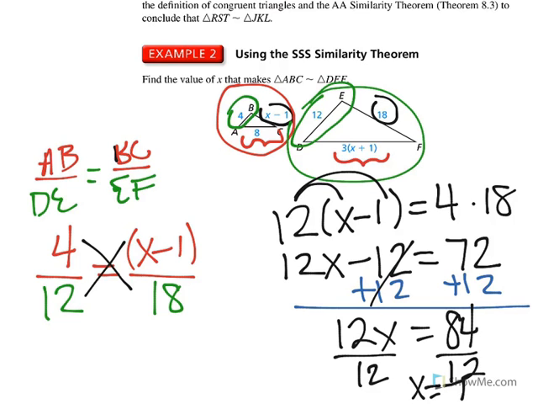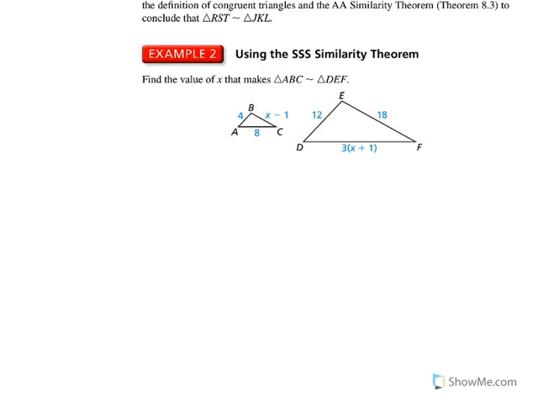Now, I want to make sure that with x equaling 7, my sides are actually proportional. So I'm going to clear all this off. If I plug in a 7 here, 7 minus 1 is 6. And then here I get 3 times 7 plus 1, which is 8. So 3 times 8 is 24. I'm just going to make sure that these actually end up being proportional.